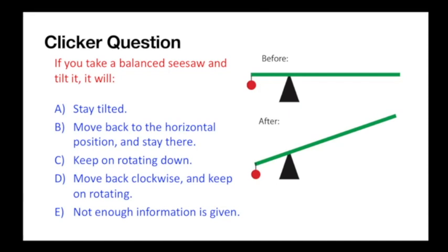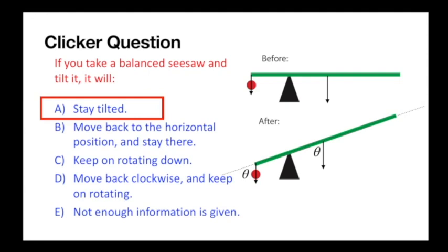So the answer is that it will stay tilted. So let's look at why. First, the before picture, we know it's balanced. What that tells us is the torques are balanced, right? The torques into the page equal the torques out of the page. The torque on the right-hand side, the one that wants to rotate clockwise from this perspective, would be a torque that is into the page, right?